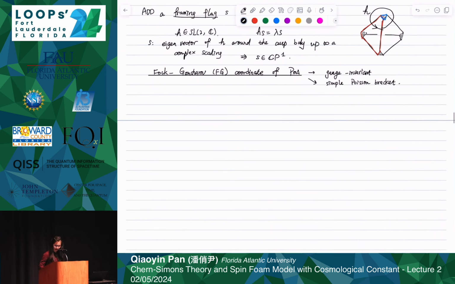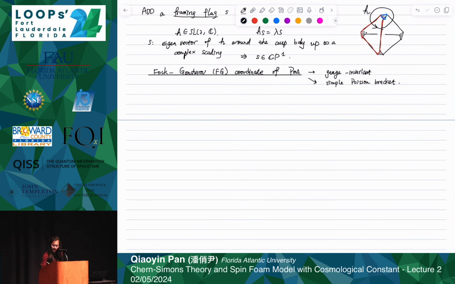Okay, how do we define this using the framing flag? It's the following. These coordinates are associated with the edges of the geodesic boundary. For example, this edge here. And we know that each edge on the boundary of the ideal tetrahedron can be viewed as a diagonal of a quadrilateral. For example, I have the quadrilateral like this, and here. This is the diagonal. Of course, all the vertices are truncated vertices, so I should put a gray triangle here. And the FG coordinate is associated to this diagonal edge. I call it X of E. Say this edge is E.